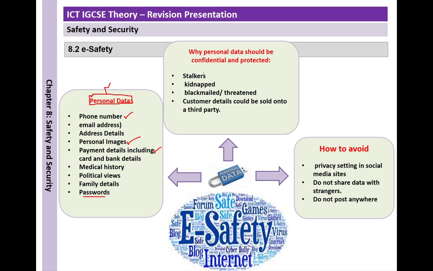For example, if you put your phone number and address out there, then you might have some stalkers stalking you or sending you emails or text messages or even calling you. If you have your information put in public, kidnappers might kidnap you and ask for money, for example. If you are putting your picture and personal views on the internet, some people might use it to blackmail you or threaten you if they get this kind of personal data.